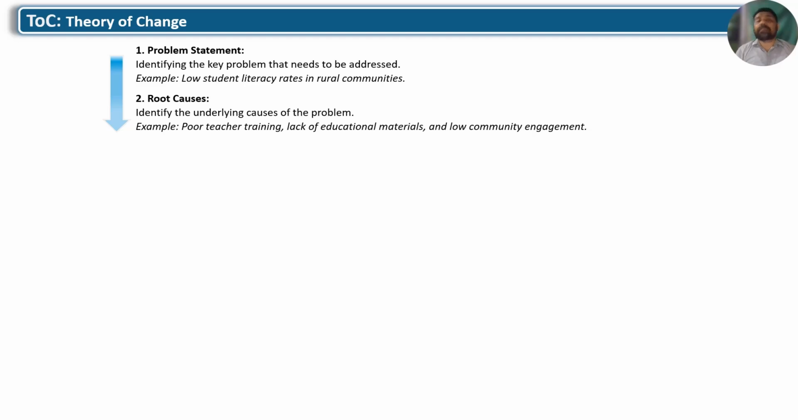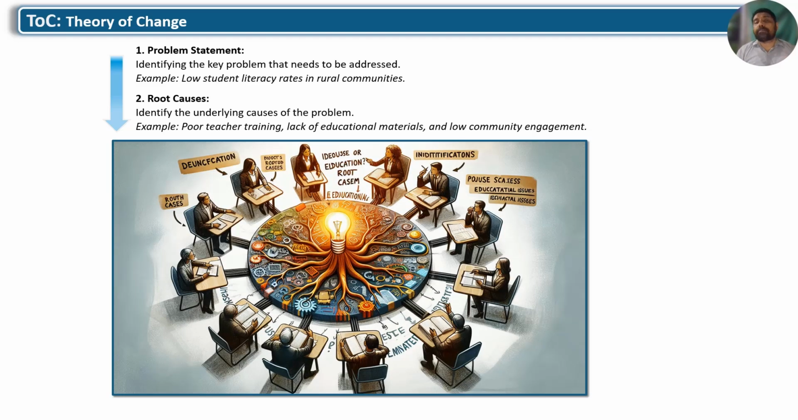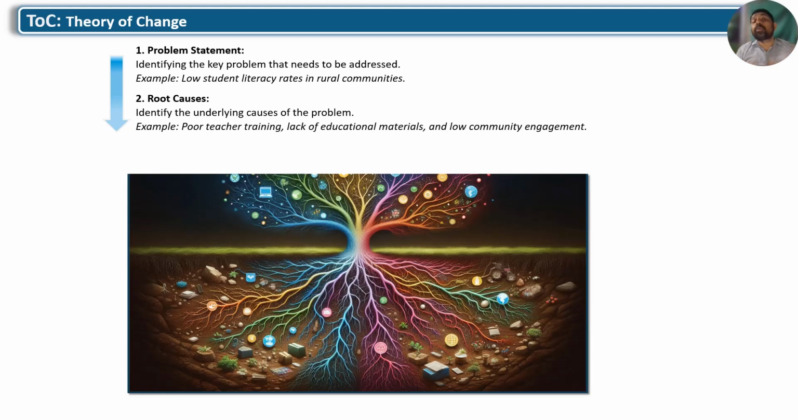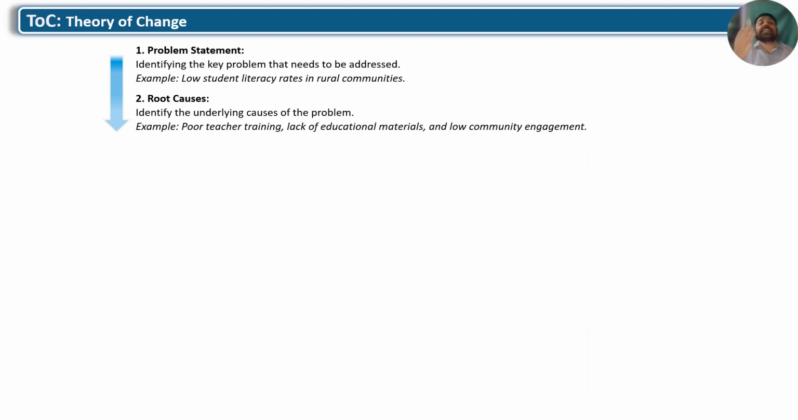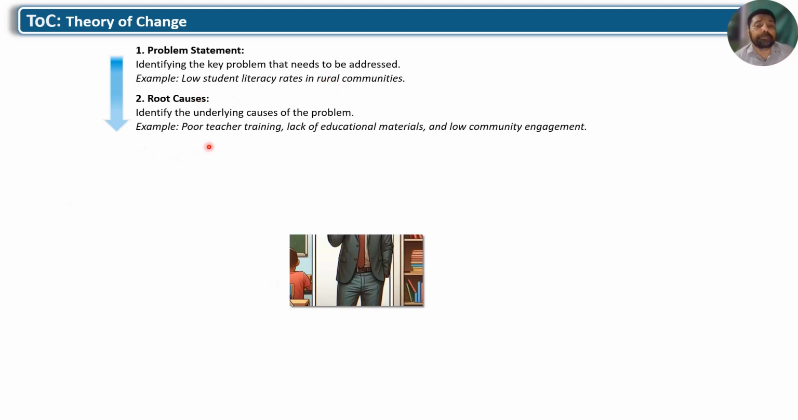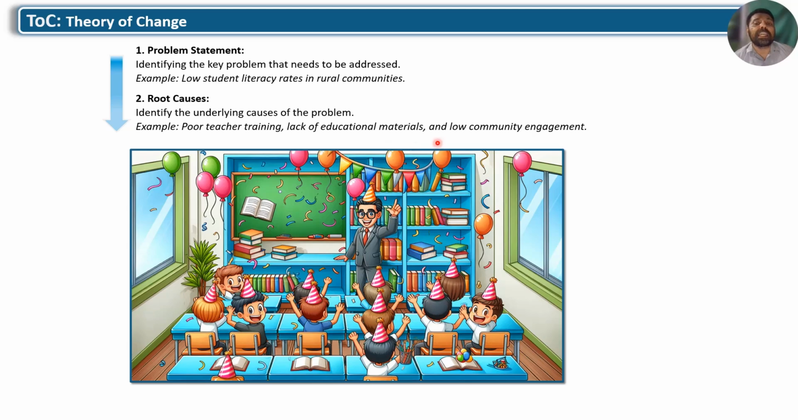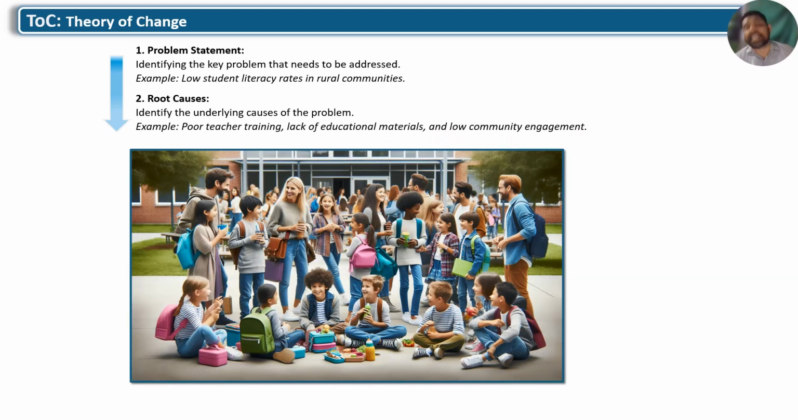Basically, when you are developing a ToC, it needs a lot of brainstorming and discussion with the project team, stakeholders, etc. So when you identify the problem, then you need to identify the root cause. For example, in this case, our problem is low student literacy rates. The root causes are poor teacher training, lack of educational material, and low community engagement.